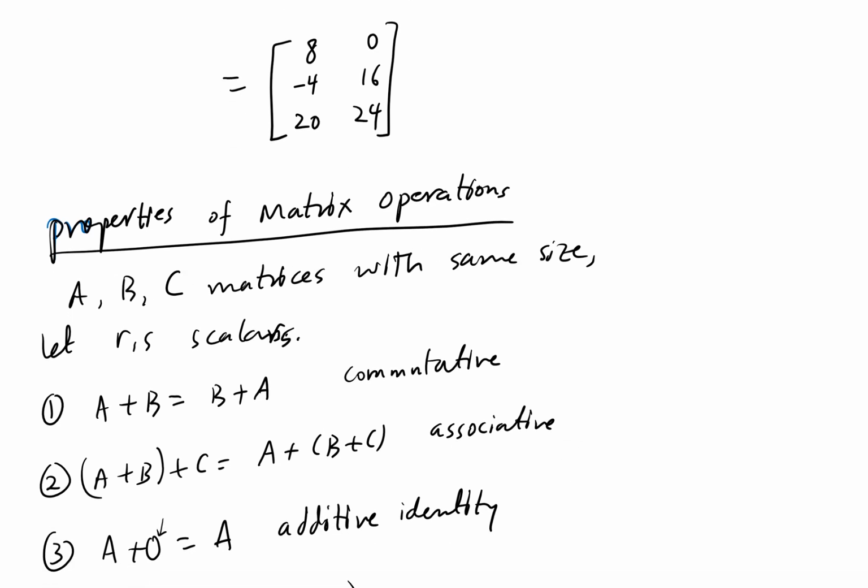A plus 0 equals A. That's called additive identity. Here 0 is a matrix 0. So the matrix 0 has 0 elements everywhere.